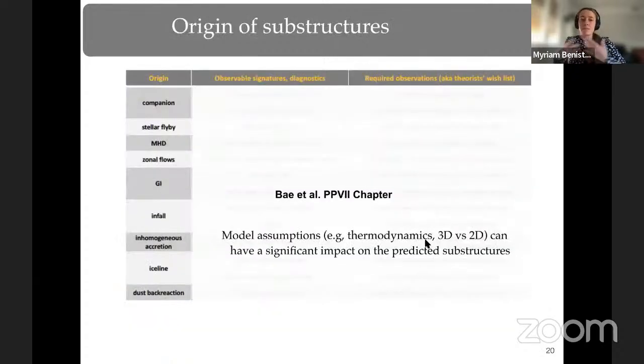So there are multiple scenarios on how to explain the presence of substructures. I'm really focusing on planets, but there are many other scenarios that do not involve the presence of planets. For example, hydrodynamical instabilities, gravitational instabilities, and inflow from remnant envelope, and so on. So all of this will be described in the chapter from the Protostars and Planets review series from Jéhan.